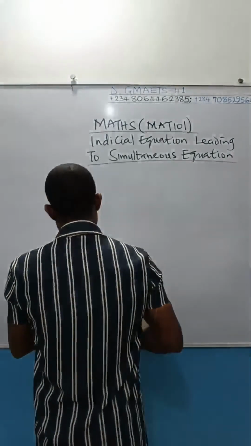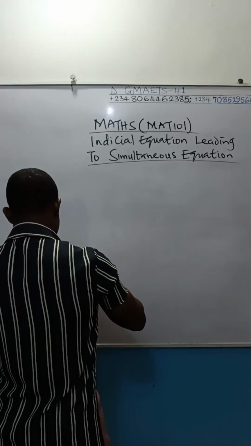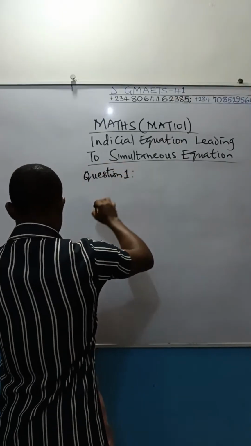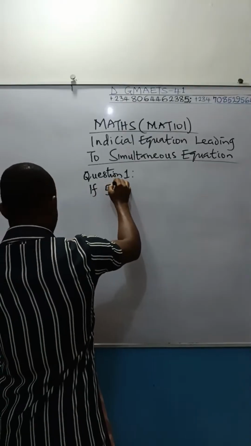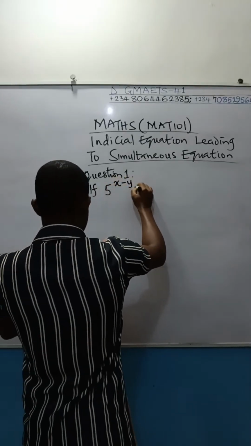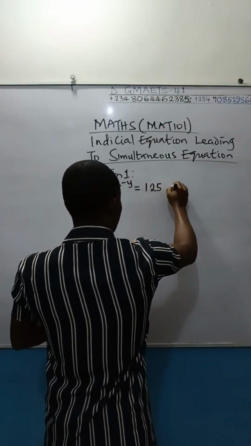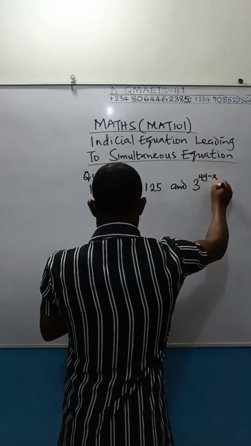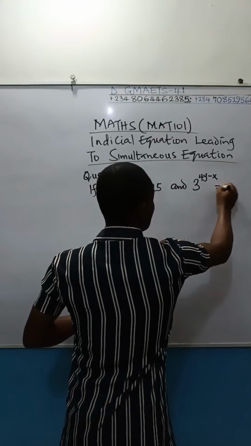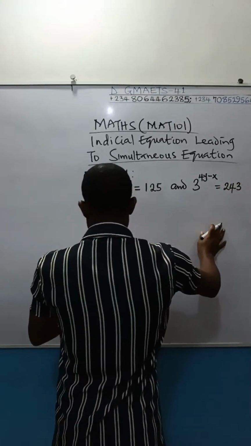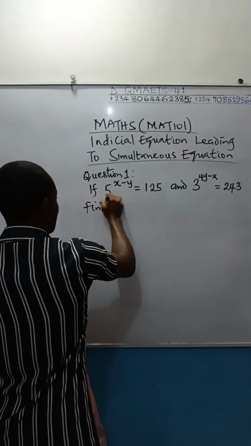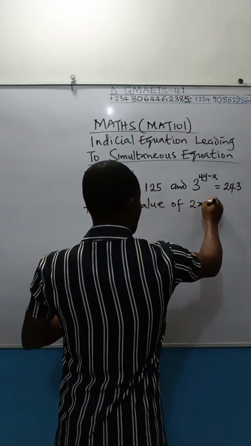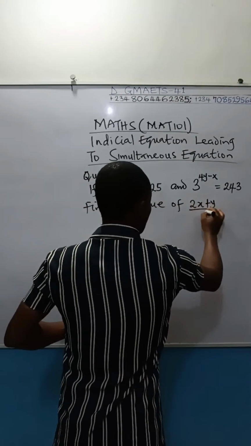Our very first question, we have this. Question number 1. If 5 to the power of x minus y is equal to 125 and 3 to the power of 4y minus x is equal to 243, find the value of 2x plus y over 3.